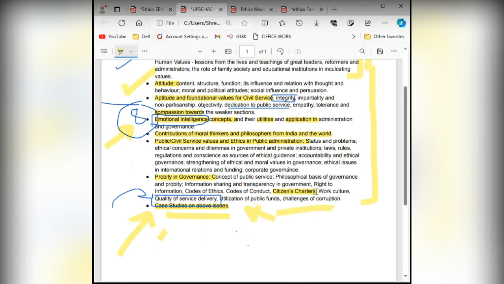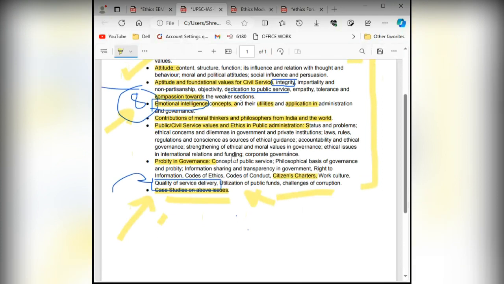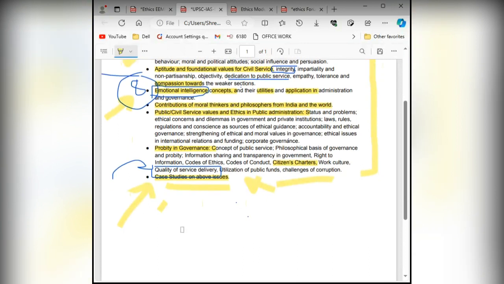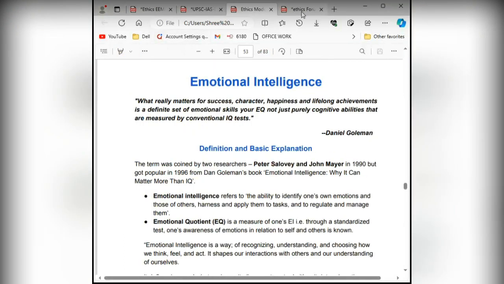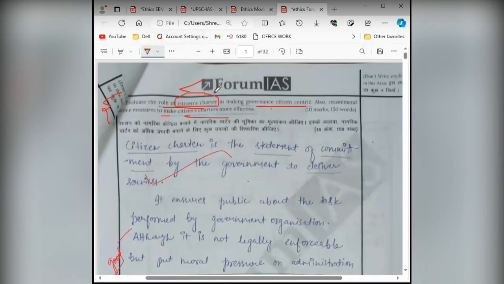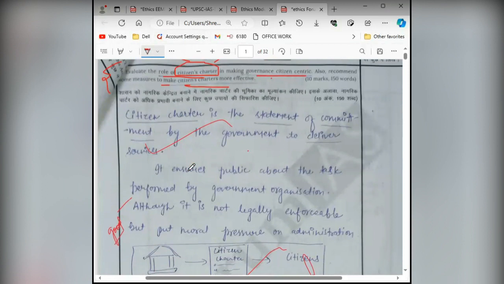Now what does it mean? It means that on each and every keyword which UPSC has already asked, you have to be very much familiar, very much clear, and prepare at least 2 to 3 examples. Okay, so now let us go through this. Citizen charter is under the probity keyword. Now let us see the answer.